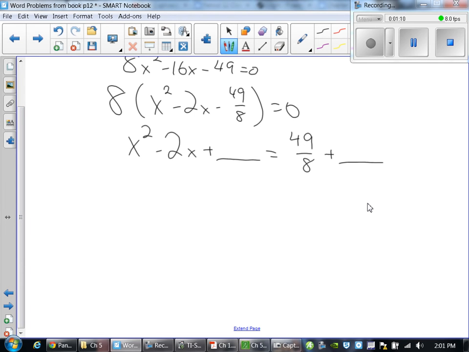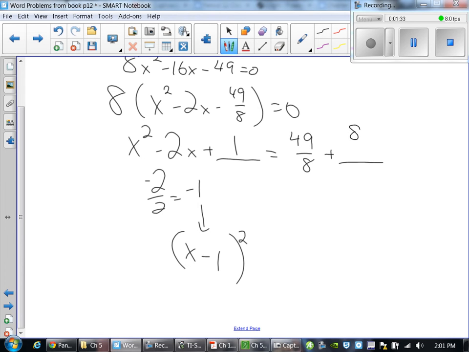From here, we just go through the motion of taking half of b. Well, half of b here, what's half of negative 2? So I get negative 1. That drops into my parentheses. I square it. What's negative 1 squared? 1. Now, when I add to the other side, I'm going to make my life easier.